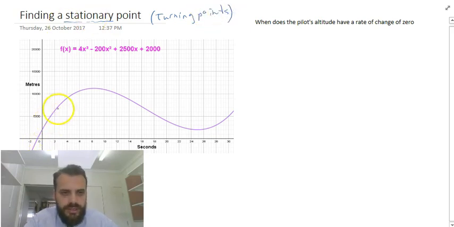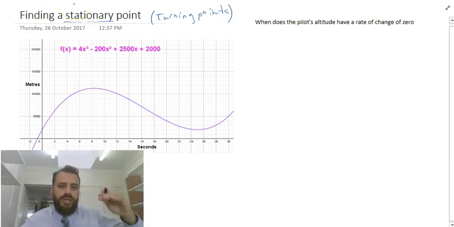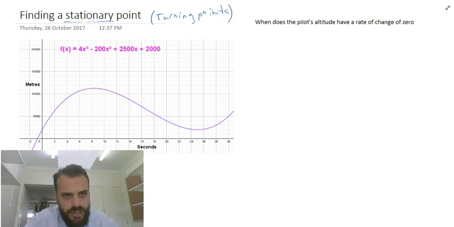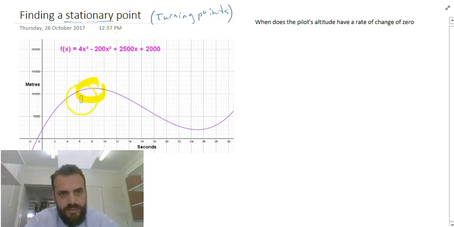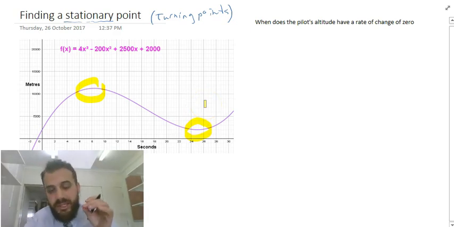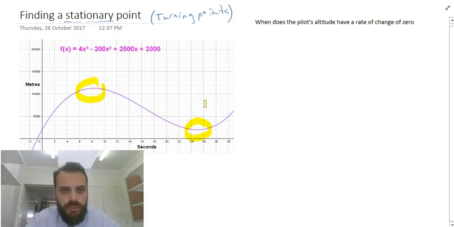Now, in the case of our pilot, which I've spoken about several times now, he has two stationary points. Doesn't mean his plane's not moving, it just means his plane's not going up and his plane's not going down. So a stationary point is obviously taking place here, and a stationary point is taking place there. Now we want to find the exact moments at which those stationary points are taking place. So we can use the derivative to do that.